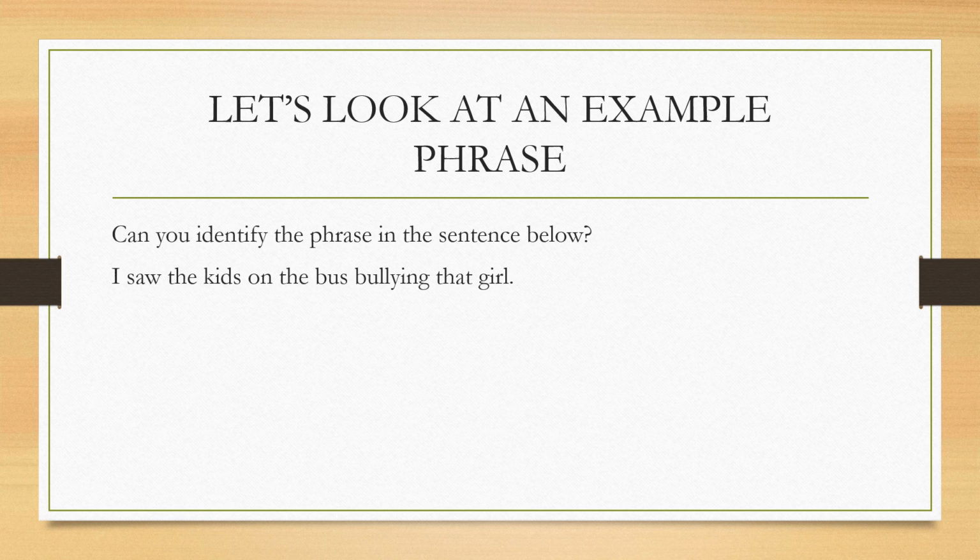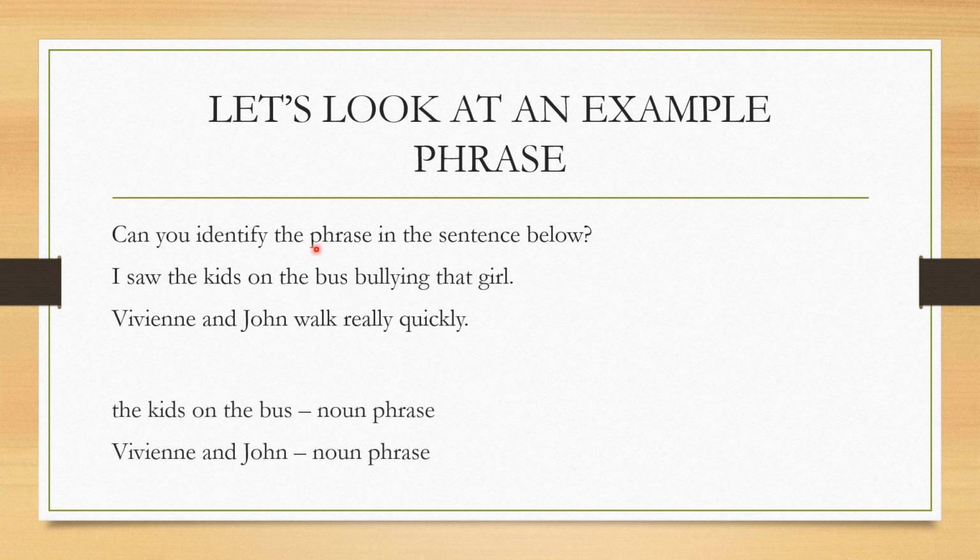So somewhere we need to look for a part of speech, a whole phrase, a set of words that act as a part of speech. Can you identify that? Here's another sentence. Can you identify the phrase in this sentence? Right, so the kids on the bus act as our noun phrase. And how we know this is we can replace the kids on the bus with the pronoun them. Vivian and John is also a noun phrase because we can also replace this with them.